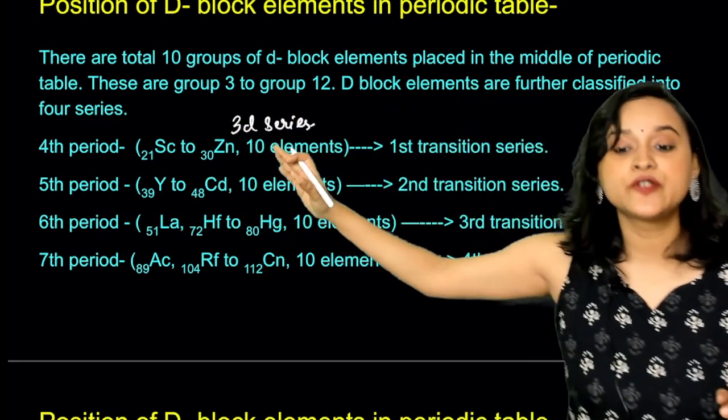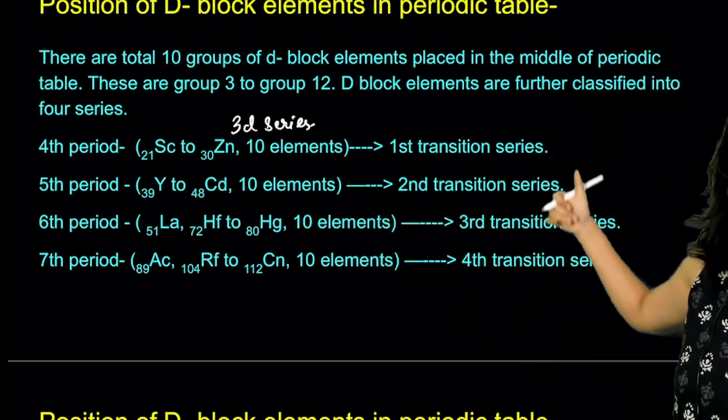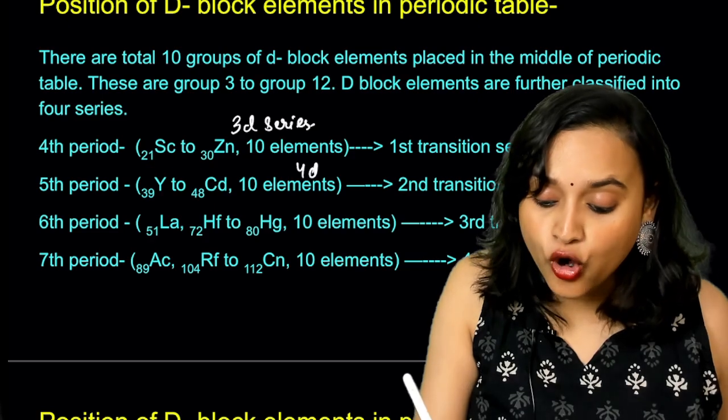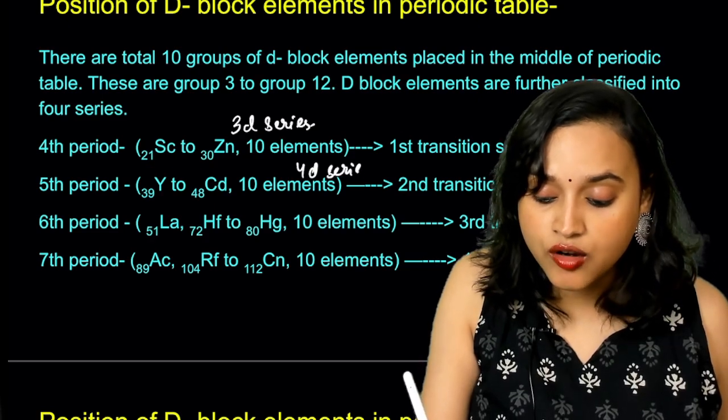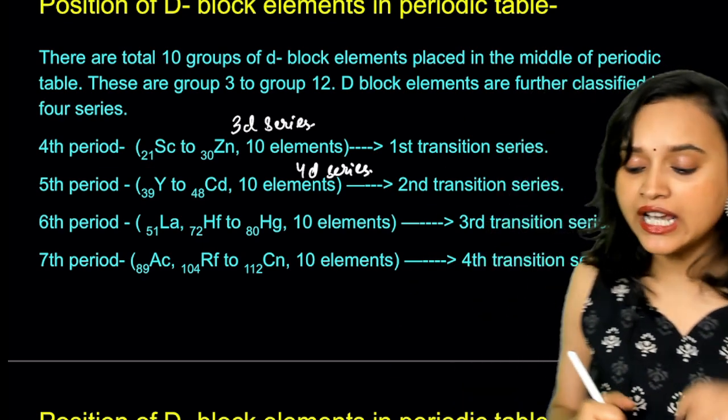The next one, from yttrium to cadmium, is the second transition series where the last electron enters the 4d orbital, hence they are called the 4d series. You get the point, everybody? Yes, all right. Moving ahead, everyone.